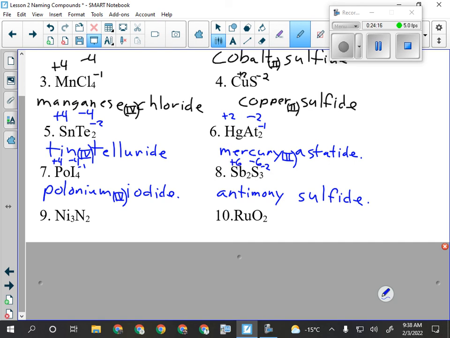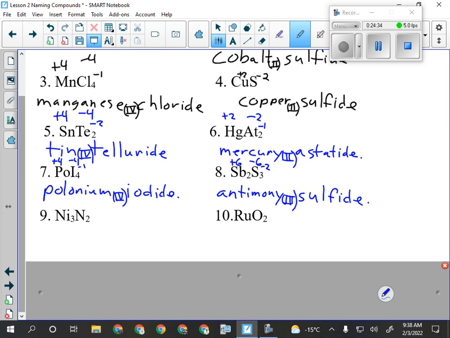That means I've got to get 6 positive charges from 2 antimony atoms. So what's the charge on each antimony atom? 3. Just 6 divided by 2. Okay, antimony 3 sulfur. All right, number 9 works very similar to that.